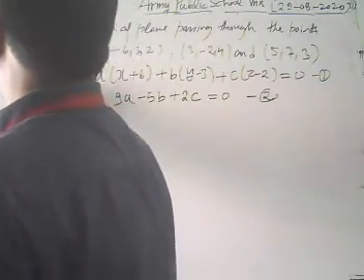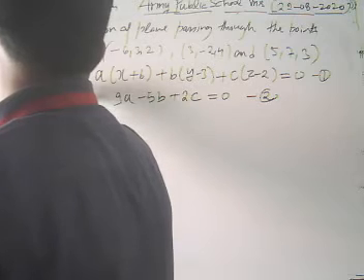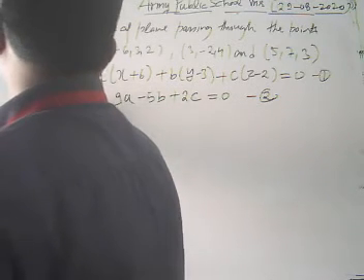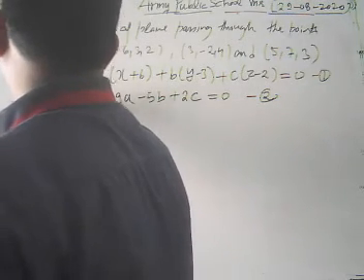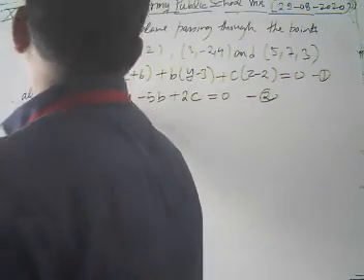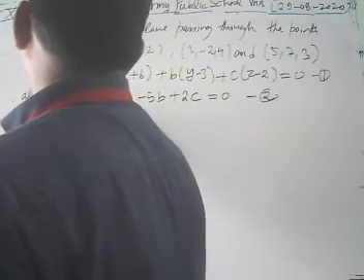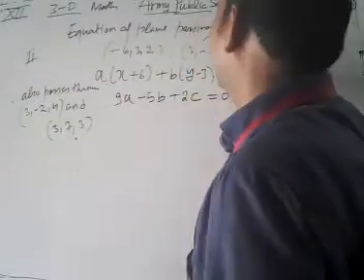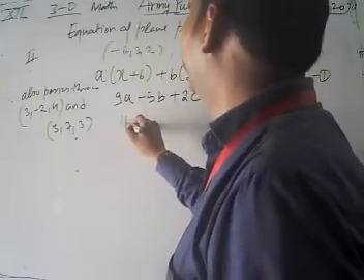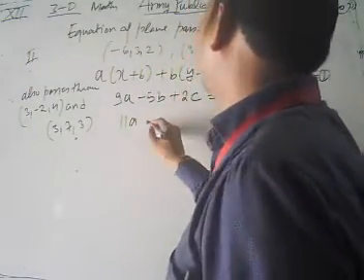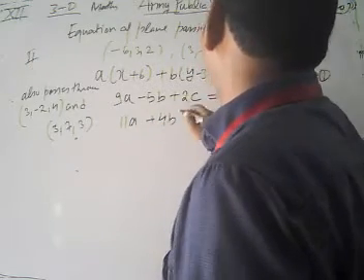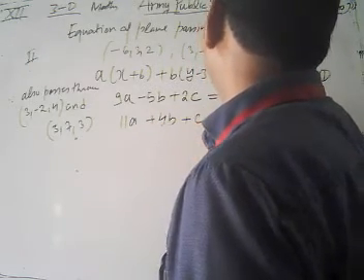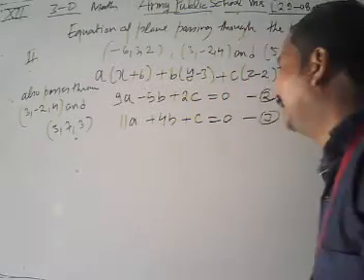This is also for the plane passes through 3, minus 2, 4. What is our second equation? 5 minus minus 6 is 11a, 7 minus 3 is 4b, 3 minus 2 is plus c, equal to 0. This is our equation number 3.